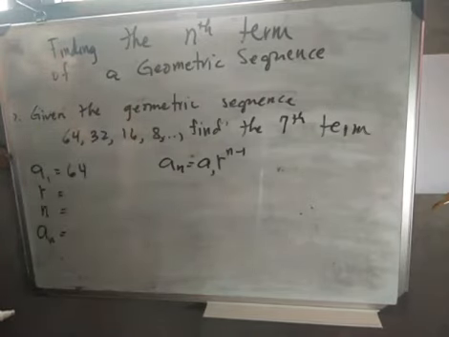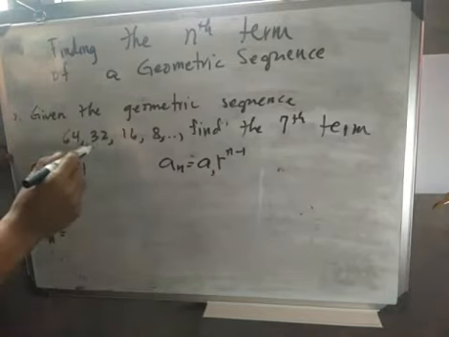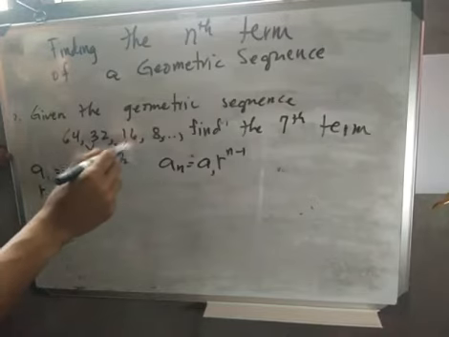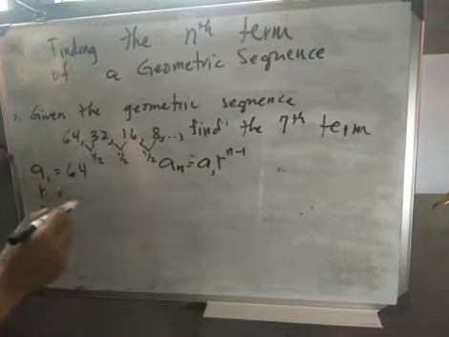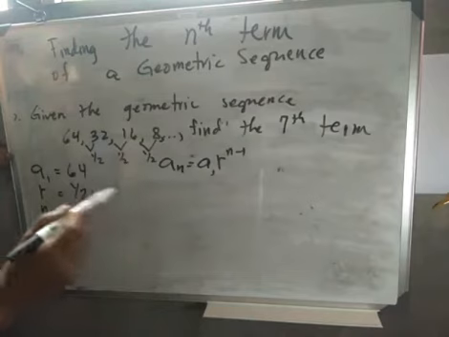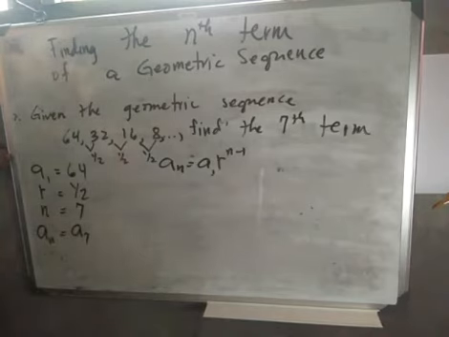The common ratio is found by dividing a term by the preceding term. So, 32 divided by 64, that is 1/2. 16 divided by 32, that is also 1/2. And 8 divided by 16, that is 1/2. So, the common ratio is 1/2. Number of terms natin, hanggang 7th term. So, that is 7. So, yung hinahanap natin, a sub 7 or the 7th term. So, let's now substitute this data in the formula.